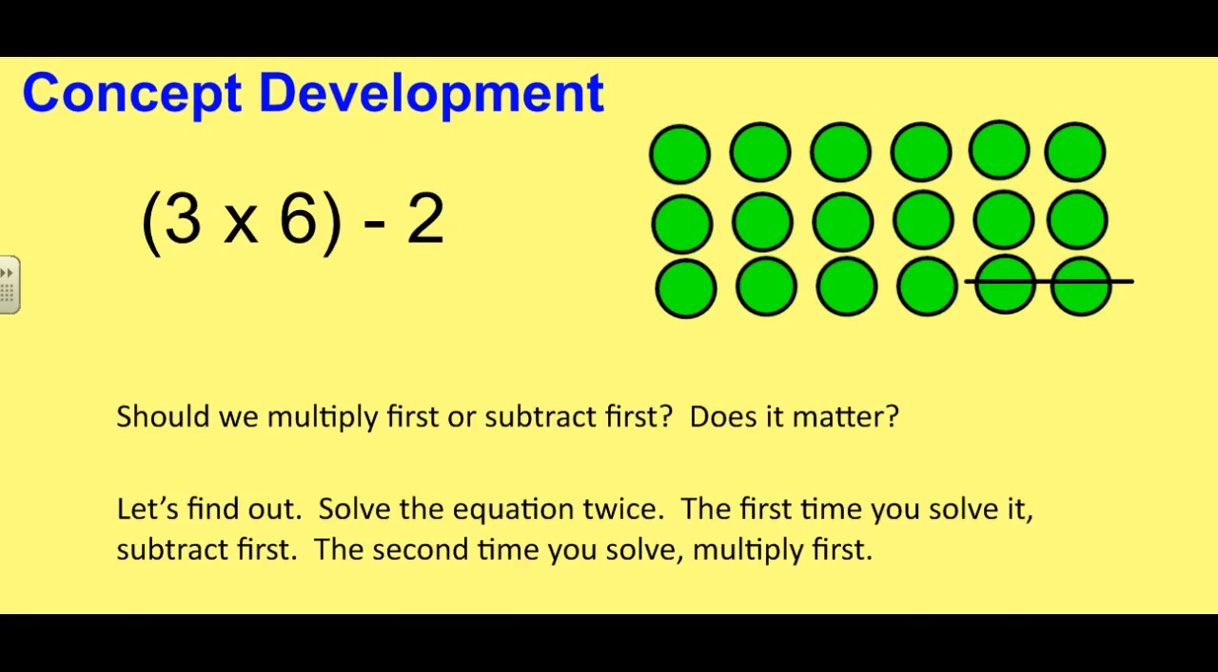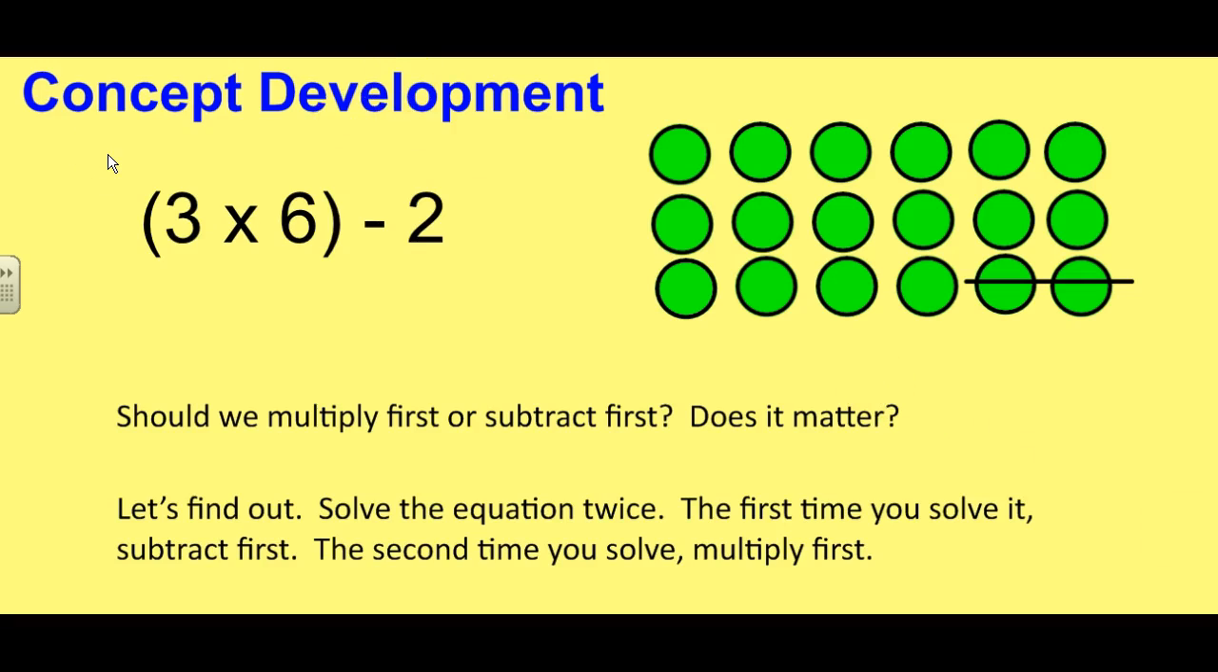Okay, so whenever you're looking at this equation, 3 times 6 minus 2, you've got to ask yourself, do I need to multiply first or do I need to subtract first, and does it matter if I do one or the other first? So we need to find out. We're going to solve this equation twice. The first time that we solve it, we're going to subtract, and then the second time that we solve it, we're going to multiply.